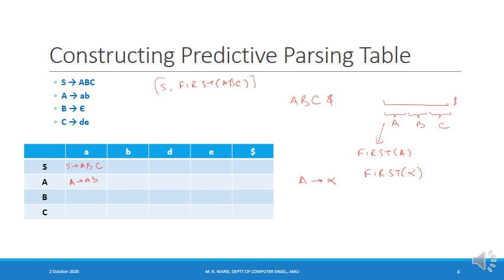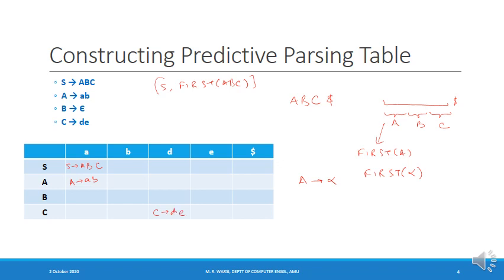Before I take the production of the variable capital B, let us first of all take the production of capital C. Where will I add this? I will add it at the location whatever is first of DE. First of DE is a small d. So this production will get added at this location in the parsing table. Capital C derives DE.